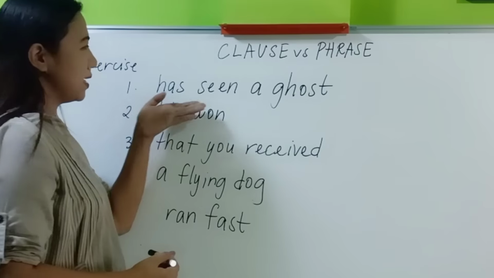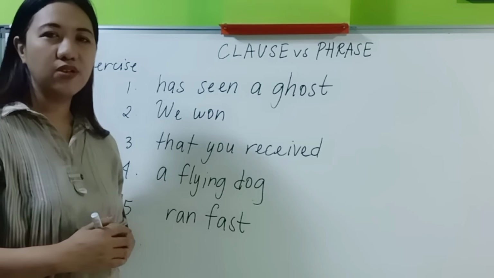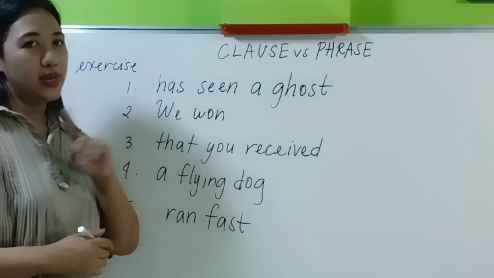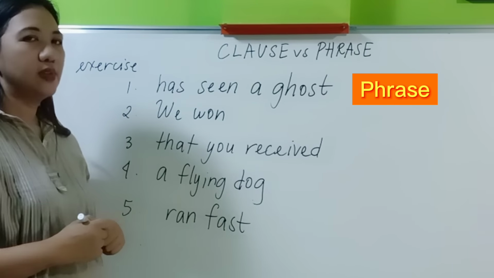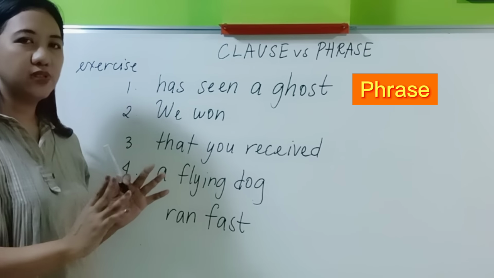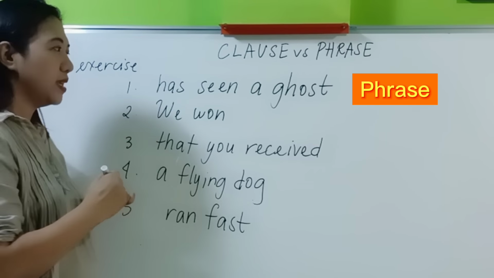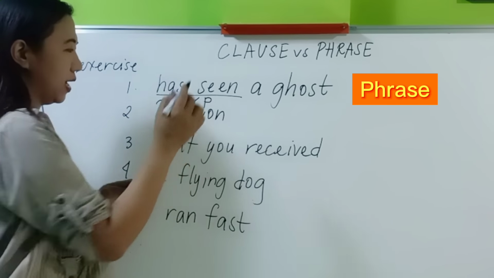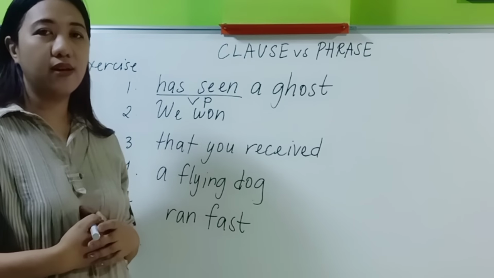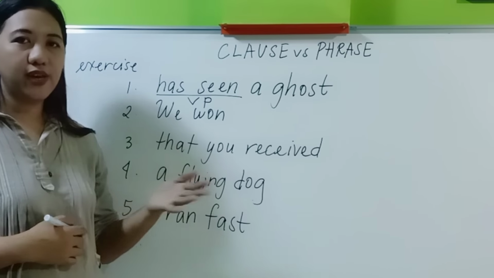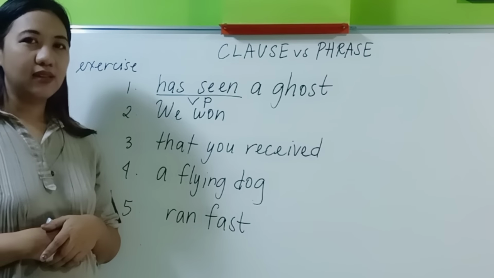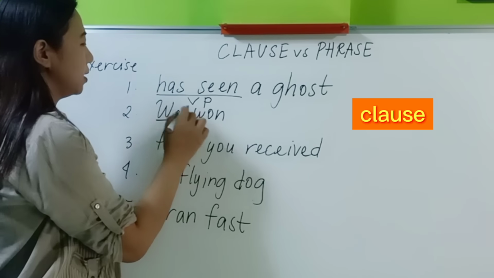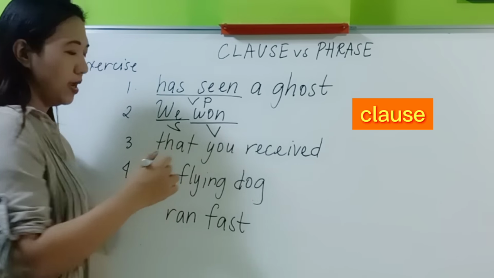Number 1, has seen a ghost. Clause or phrase? That is a phrase. What's missing? Is there a subject? No subject. Is there a verb? Yes, verb phrase. So this is now a phrase. Next, we won. Clause or phrase? That is a clause. Why? Because there's a subject and there is also a verb.